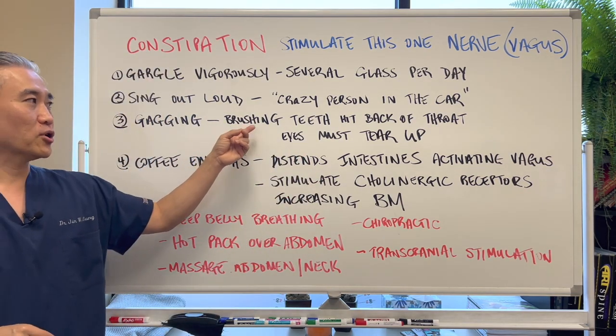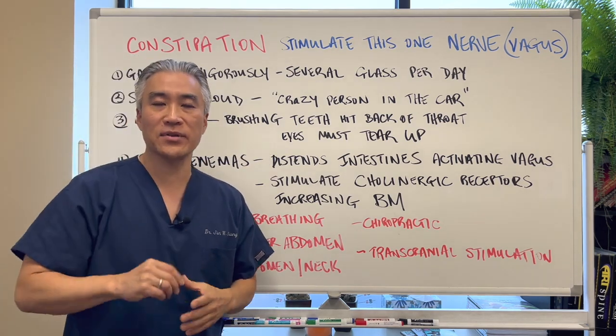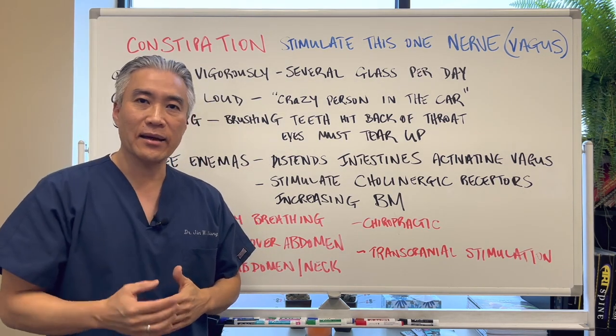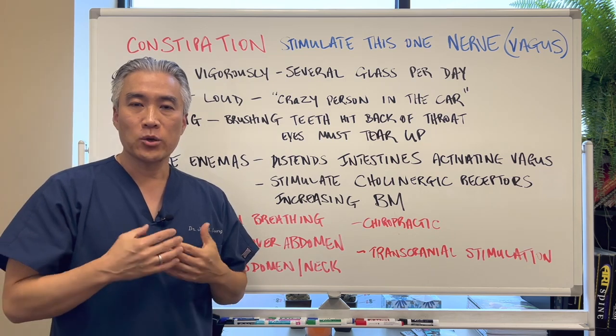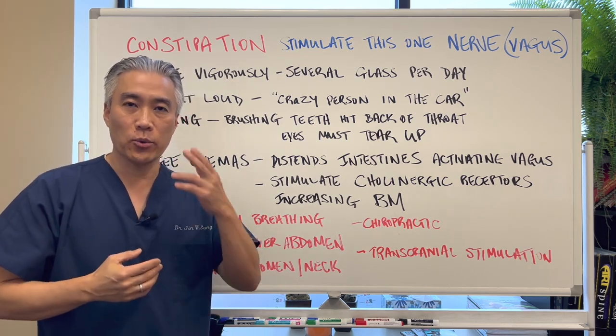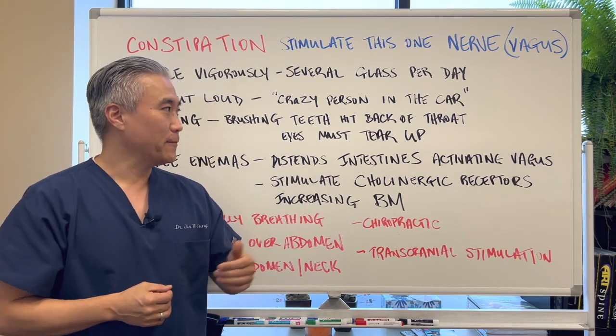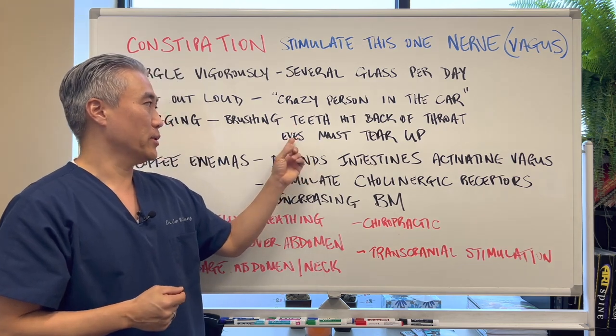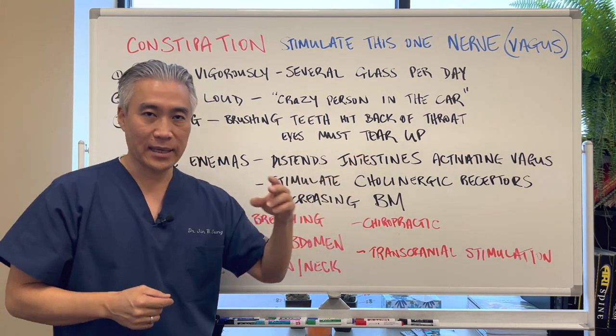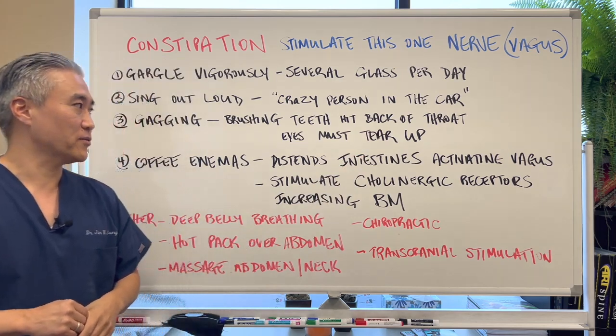Number 3, gagging, brushing your teeth and hitting the back of the tongue to elicit a gag reflex. You want to gag a few times to the point where your eyes tear, okay? So gagging is very important. Eyes must tear up. That's how you know you stimulate the vagus nerve.